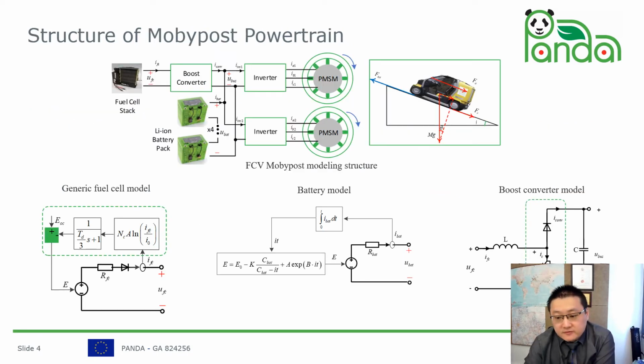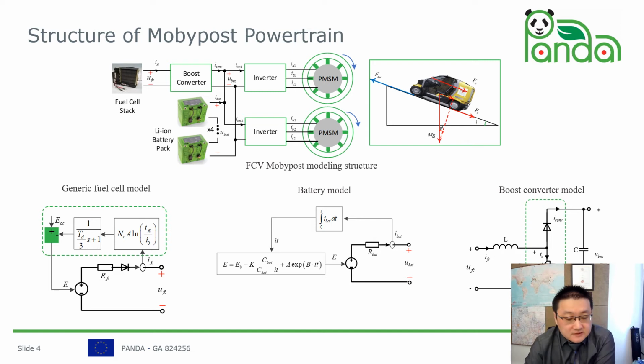As we mentioned before, this Mobypost fuel cell vehicle has a hybrid powertrain configuration. We have proton exchange membrane fuel cells supplied by the hydrogen to provide electrical power through a booster converter connected to the DC bus. On the same DC bus we also have lithium-ion battery packs to ensure the peak powers and absorb the braking energy. And all this electrical power is supplied to two individual permanent-magnet synchronous machines through two inverters.